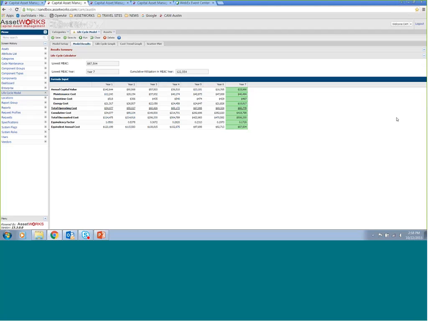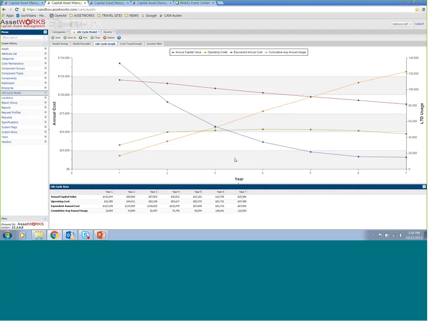If you've got trash or aerial apparatus, fire apparatus, might be a 12 to 15-year life. You can run the models for that long. You can go out 20 years if you'd like and see those impacts. We do, again, illustrate that. Again, I generated a curve specifically for this model.